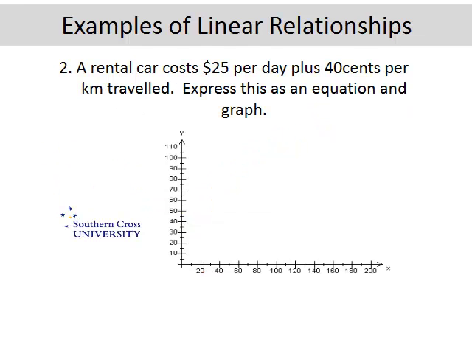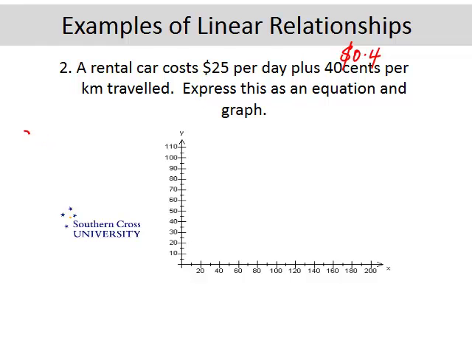The second scenario is about a rent-a-car costing $25 a day plus 40 cents per kilometre travelled. First thing that leaps out, without even being asked what to do, is that this is in dollars and this is in cents. So let's make this into dollars, so that's $0.4 or 40. And we've been asked to express this as an equation and a graph. So this time we'll do the equation first.